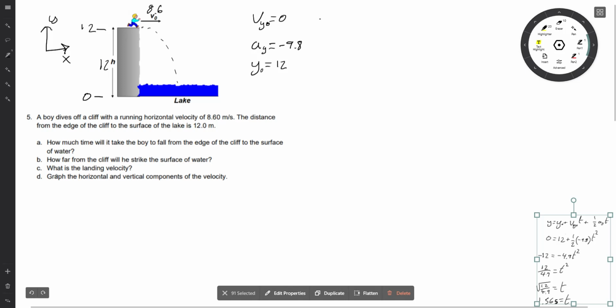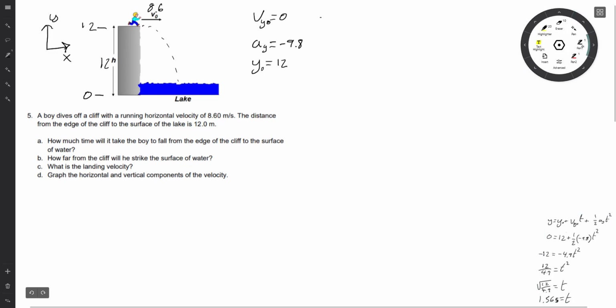And then let's continue with this problem. How far from the cliff will he strike the surface of the water? So we know that he's going to be in the air for 1.56 seconds. That's a given value. We just calculated that because that's how long it's going to take him to drop. Well, he's traveling horizontally during that time at a constant velocity of 8.6.